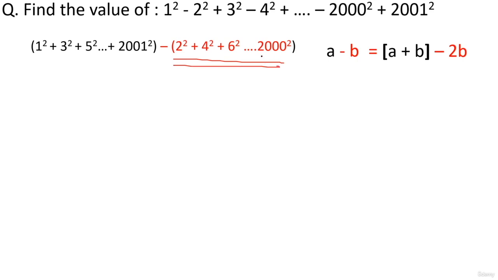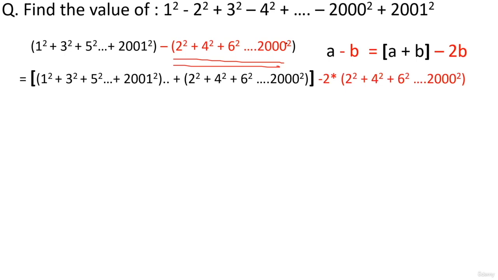I will add and subtract this part over here. ये 2 square plus 4 square plus 6 square up to 2000 square. This we will add and subtract. So we'll get something like this. Okay, 1 square plus 3 square plus 5 square up to 2001 square. इसको हमने add किया, see, we added this part over here. Okay, and we subtracted again. So ये क्या हो गया? A plus B minus 2B, isn't it?